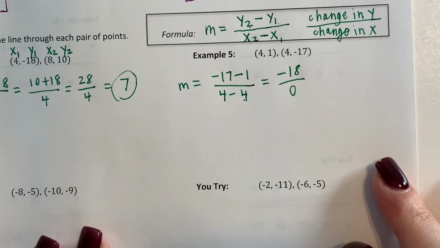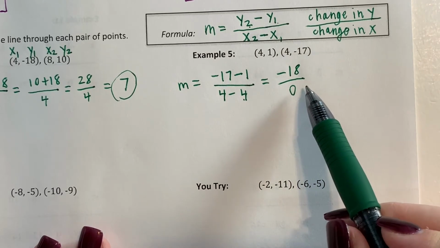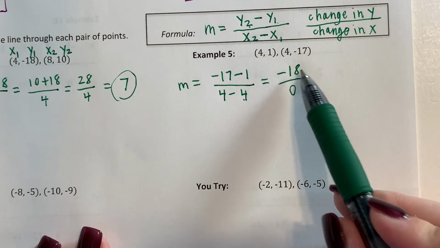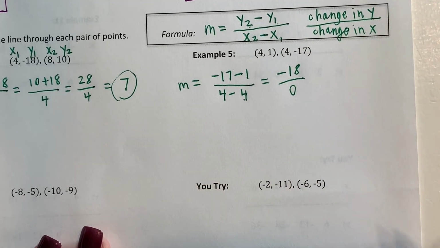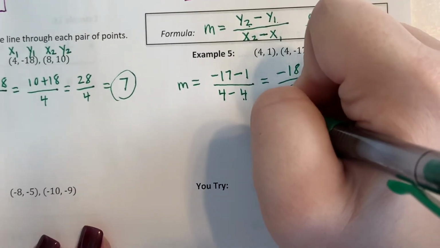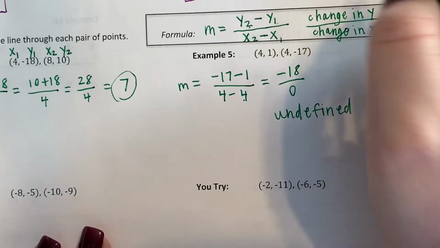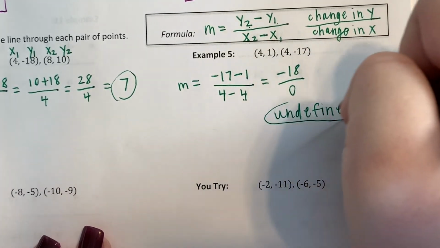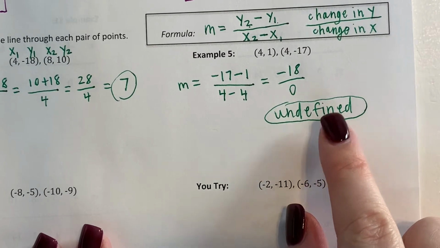And before you tell me that your slope is 0, plug this into your calculator. Do negative 18 divided by 0 and see what your calculator tells you. Your calculator is going to say most likely error, or your calculator may say undefined. Your answer to this one is this word, undefined.